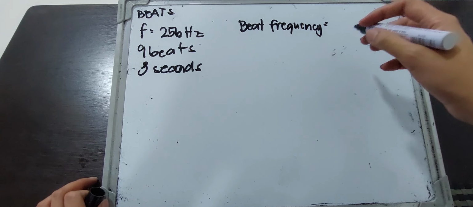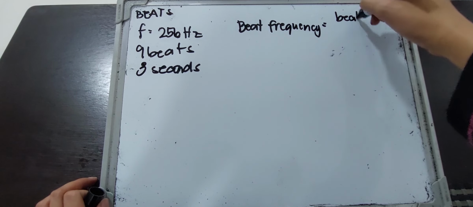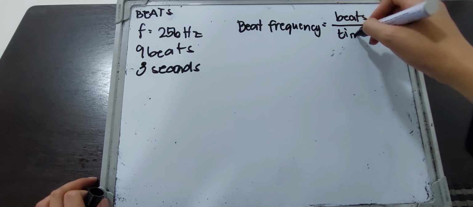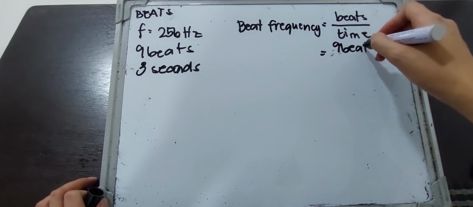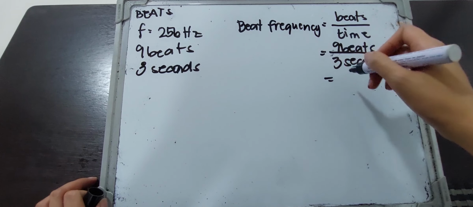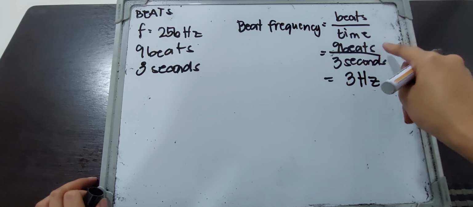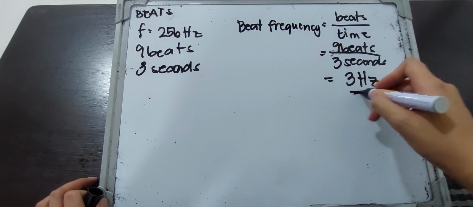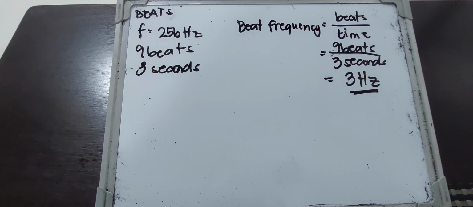Katulad lang nung kanina sa waves, imbis na cycles, so we have beats divided by time. So we have 9 beats divided by 3 seconds. So our beat frequency is 3 Hertz. So 3 beats per second or 3 Hertz. Remember that basta frequency, ang unit ay Hertz. Parang di ba pag force, Newton, pag energy, Joule, pag frequency, so Hertz.